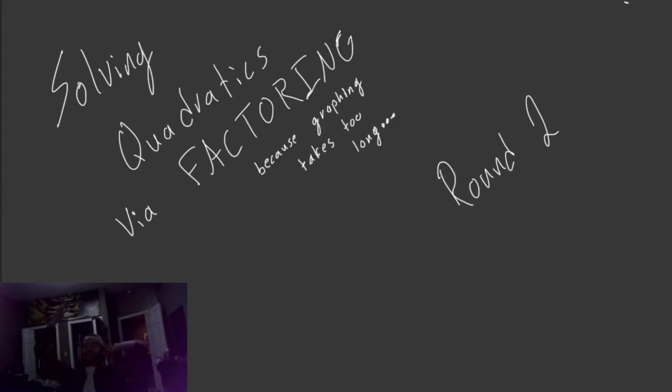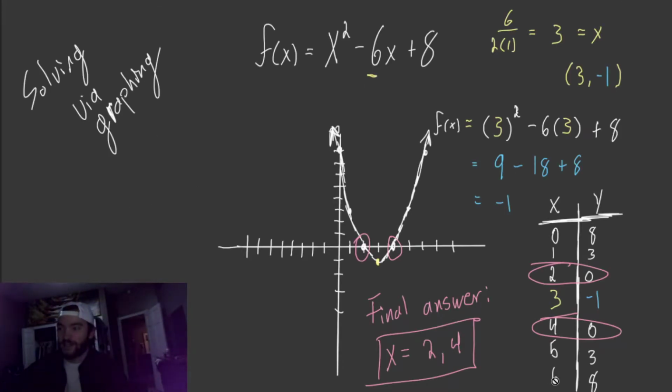Today we're talking about solving quadratics by factoring, because graphing takes too long. Round 2, because round 1 was made on Thursday. So, let's get down to business, Mulan style. We talked about in class, well, you will talk about tomorrow, Monday, about graphing.